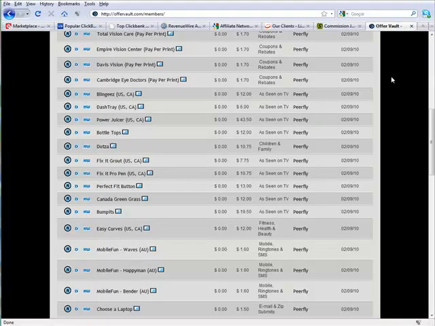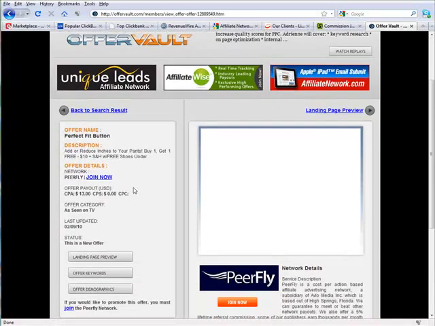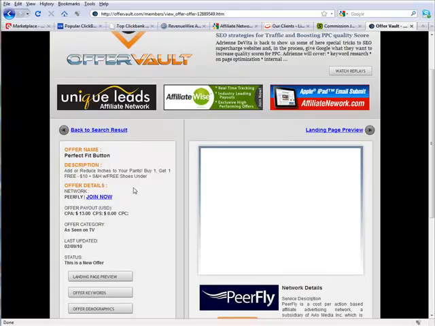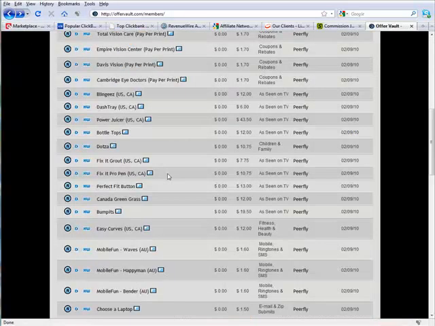There are ways around that. What you can do is use what's called a proxy. Sometimes if you're living in a country other than the United States, or it can be whatever. Here's what it is. That offer, the perfect fit button, doesn't say here who it's only available to, but it could be that it's only available to people who live in Canada or the UK or Australia or the United States or something like that. The vendor wants to limit the geographic location of who sees the offer.